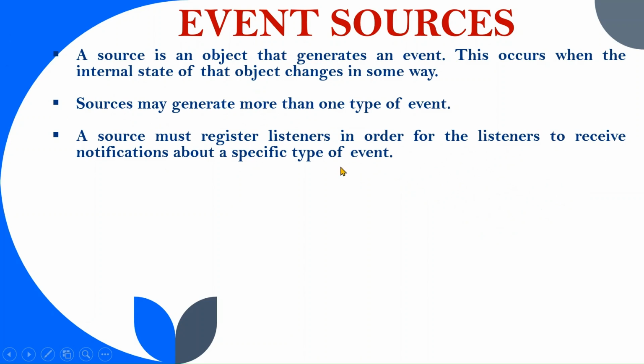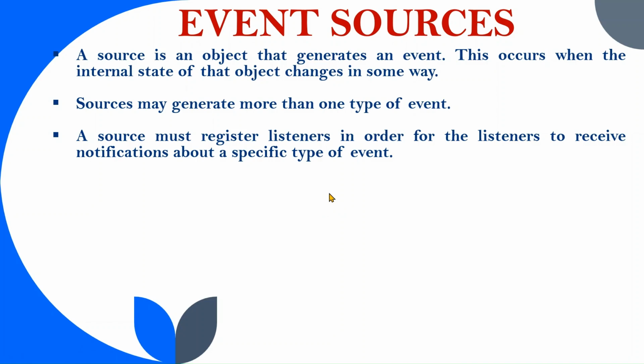And a source must register listeners in order for the listeners to receive notifications about a specific type of event. So when you go for event handling, we talk about sources and listeners. Listeners are nothing but the interfaces available here. Sources are nothing but the components. Whenever a particular component is raising an event through the event classes, that intimation or notification is sent to the listeners. The listeners need to listen to that and execute their abstract methods available in the listener interface. That's called action.